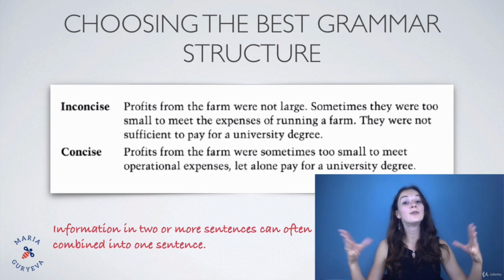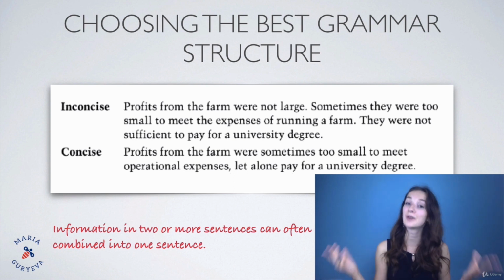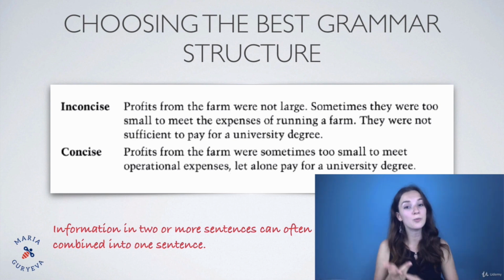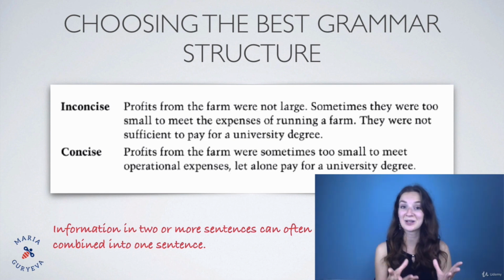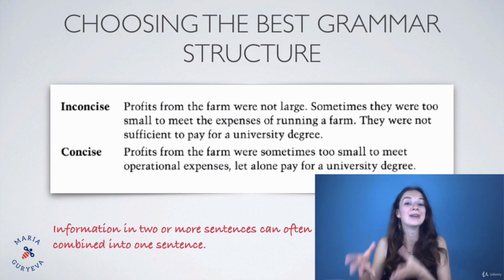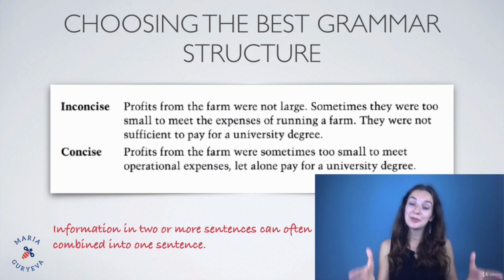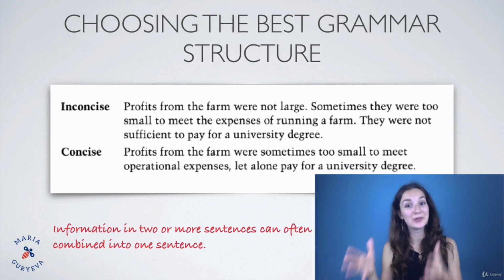Alright, so we covered a lot of rules for coherence, for making your writing more coherent, for avoiding wordiness, avoiding empty words, avoiding repetition, and choosing the best grammar structure. In order for you to practice all of that and learn all of that, of course we have exercises, which can help you to master that skill of avoiding wordiness.